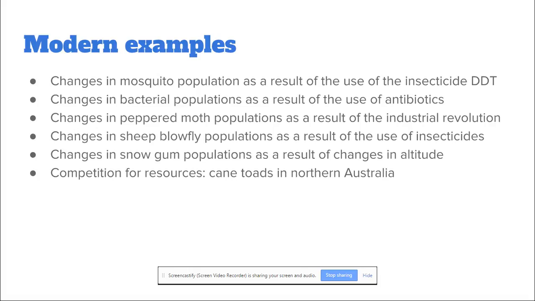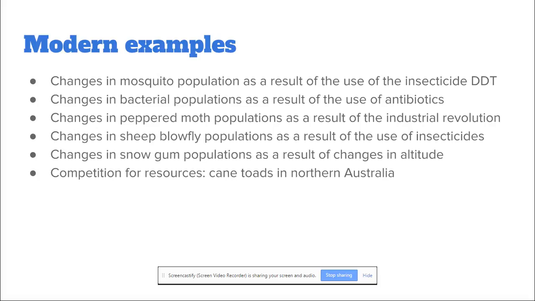Again, similar things in terms of the sheep blowfly and insecticides. There is a specific example in terms of snow gum populations, where the height at which the snow gum can grow will change as a result of the altitude in which they're growing.